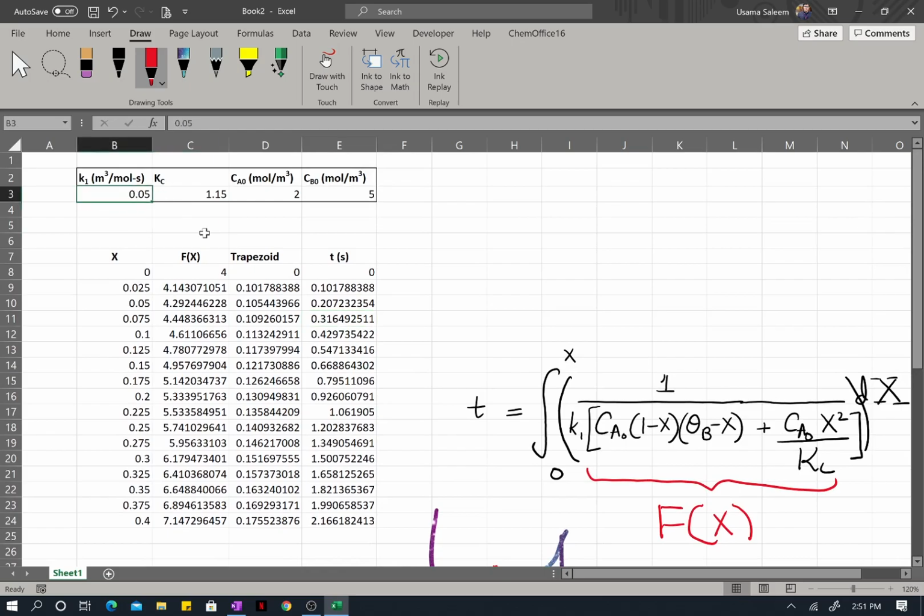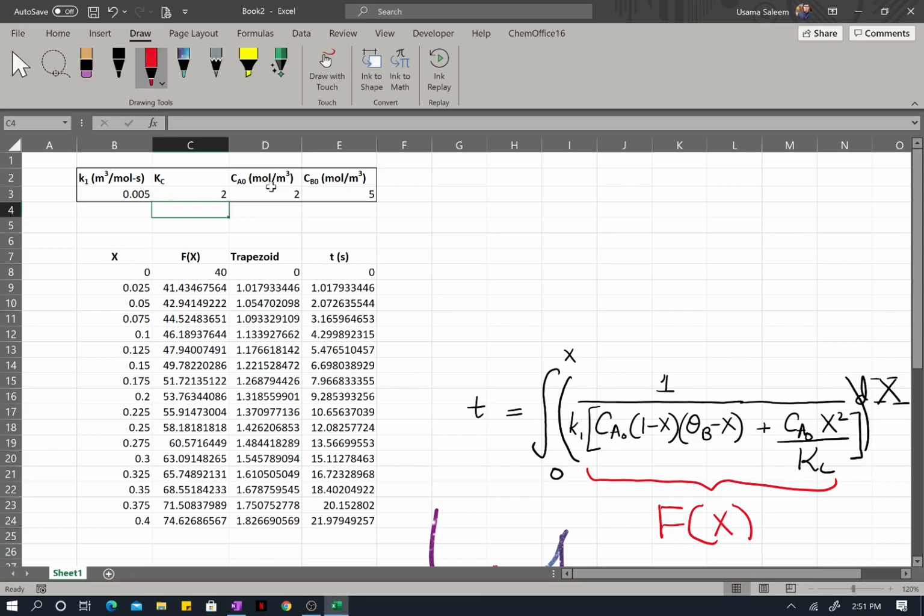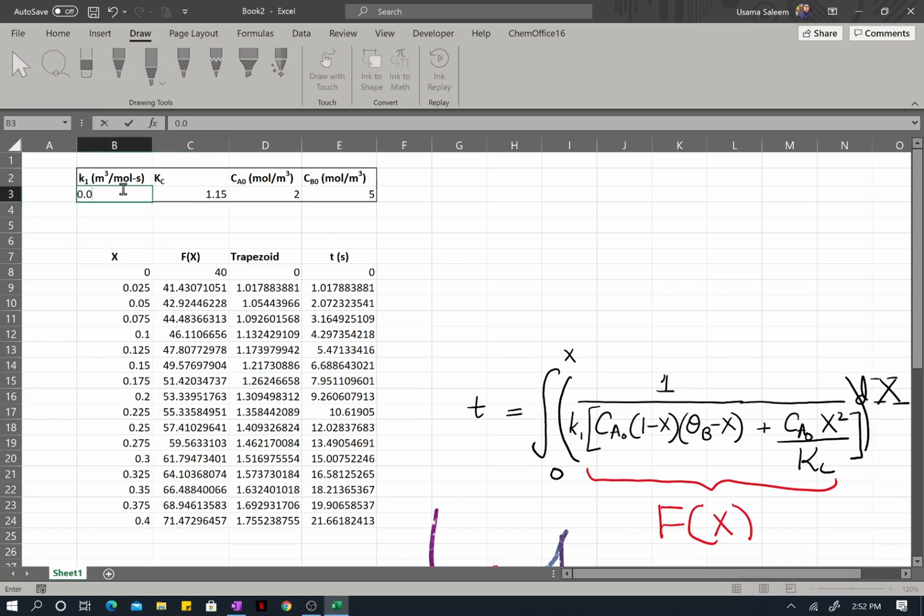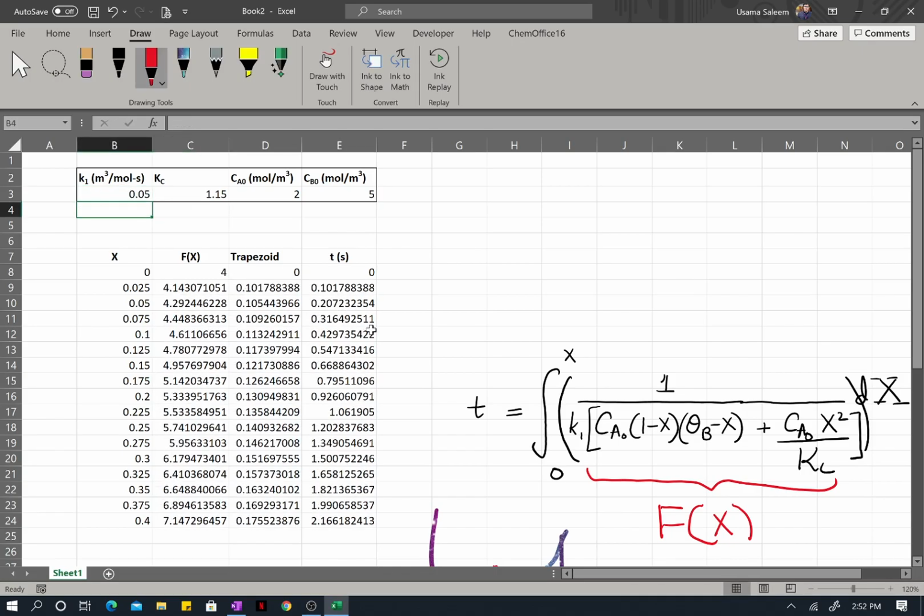And now you can play around with a different rate constant. So let's say if I had an even smaller rate constant, obviously it's gonna take me longer to achieve the desired conversion, right? Now, equilibrium does not affect the kinetics. Keep that in mind. Let's put it back to 0.05 because that's what we started off with.